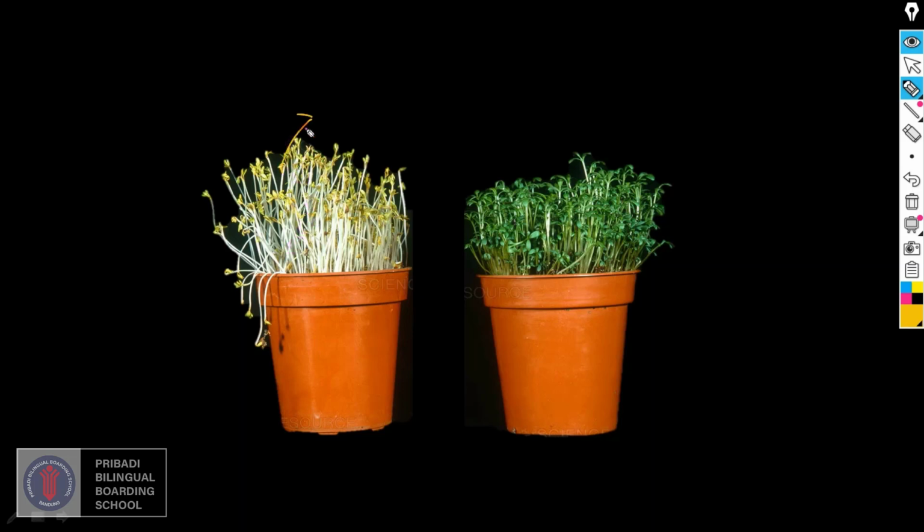Yeah, you're right. It is because of lacking sunlight. Right? So, when the plant gets enough sunlight, it will be healthy, and water as well, right? But when it does not get enough sunlight, it will look like this. Alright, so what will happen when the plant does not get enough sunlight?